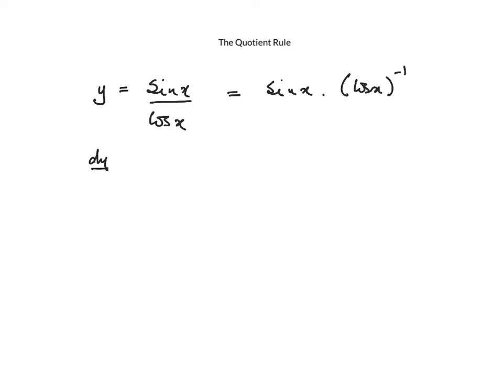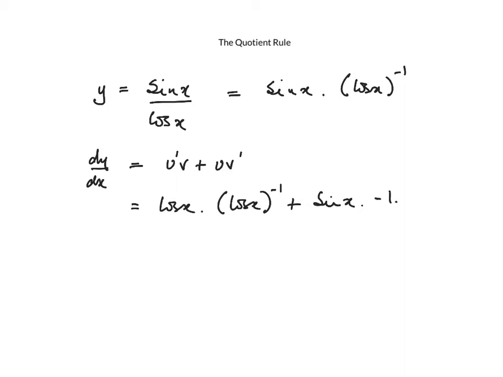So dy by dx, remember the formula is u dash v plus uv dash. We differentiate the first, we leave the second, plus we leave the first and differentiate the second. Differentiating cos x to the power of minus 1: bring down the power, leave the contents of the bracket unchanged, reduce the power by 1 and multiply by the derivative of the bracket.